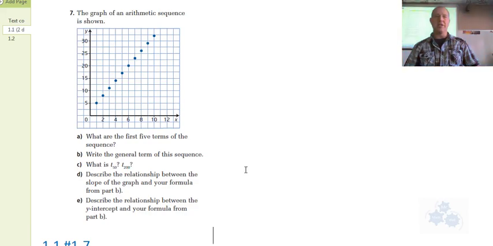All right, so in section 1.1, we had some questions about number 7. So let's take a look at number 7 for those of you that want to take a look at that. The graph of an arithmetic sequence is shown. Remember, a sequence is just a list of numbers. When you write them down, you separate them by commas. It's a list of numbers.